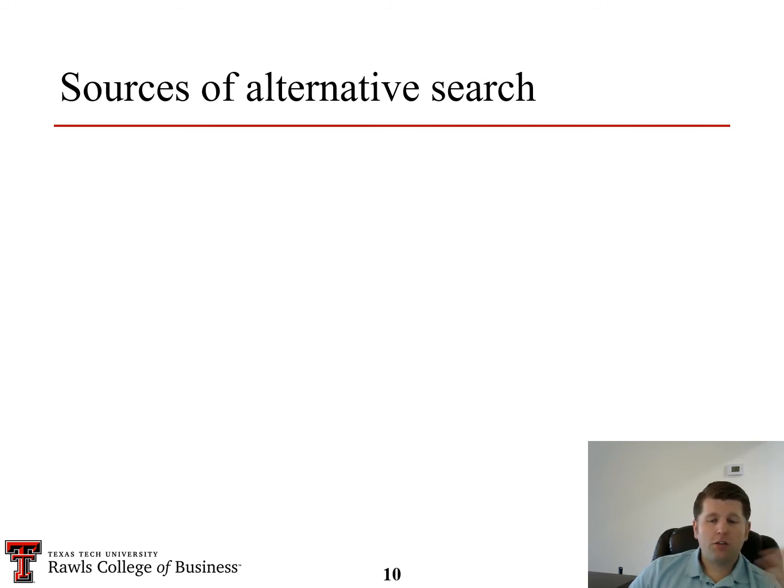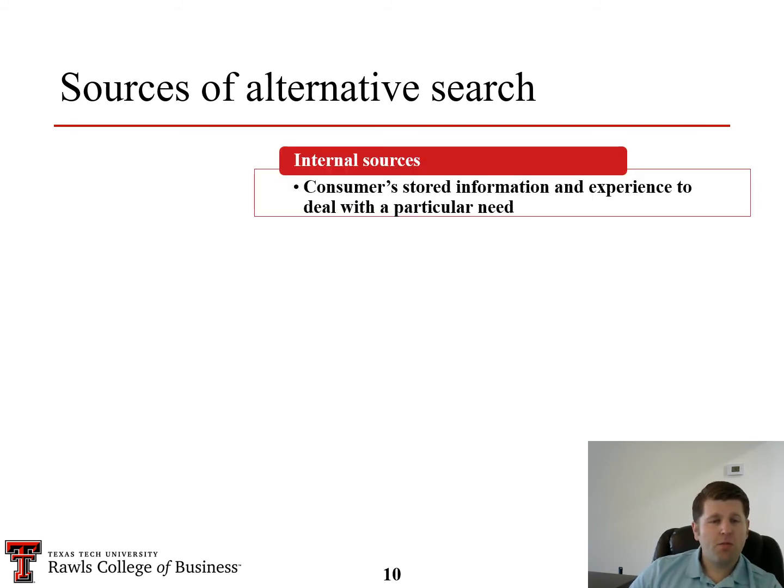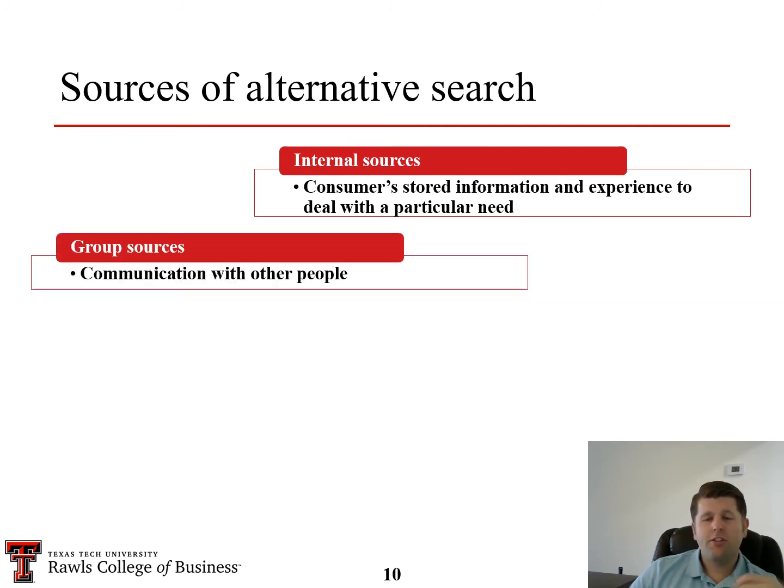We also have alternative search, and alternative search is pretty important. Obviously, we may have our own personal experiences that could help us think of alternatives that might apply to our particular need. We may also reach out to any groups that we belong to. So if you're involved in a fraternity or sorority, you may reach out to someone you know in your fraternity or sorority to ask them their opinion. You may ask your family members, or if you belong to, let's say, a church or any other type of organization on campus, you may reach out to somebody you know that belongs to that group because they may have a good idea.